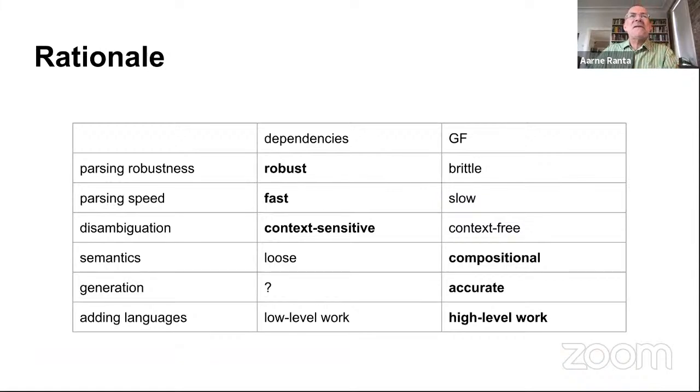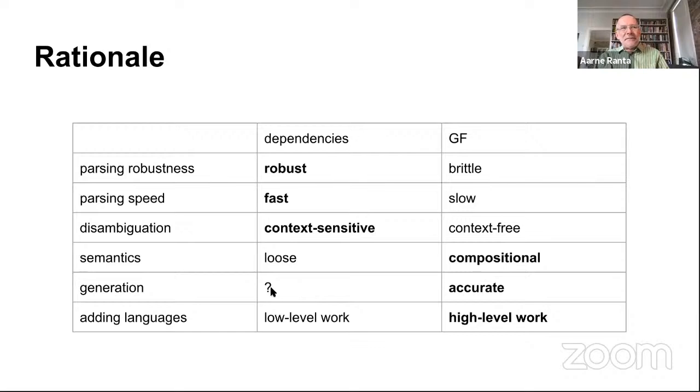The rationale of this is that dependency parsing is robust and fast, and also has context-sensitive disambiguation as a built-in feature, whereas GF doesn't have these, at least at the moment. So you can't claim that GF parsing always has these virtues. But on the other hand, GF semantics is compositional, and you can do accurate generation.